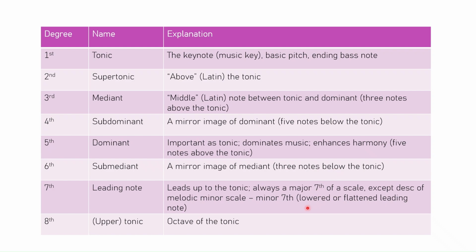So you now have a minor seventh. You no longer have a semitone between the leading note and the upper tonic, because now you are descending in a melodic minor. That raised seventh is no longer there. So you now have what you call a lowered or flattened leading note. Between the upper tonic and the leading note, instead of a semitone, you now have a tone, because you have removed the raised seventh that ought to be there while descending in a melodic minor. So the leading note is equally very important because it leads you naturally.